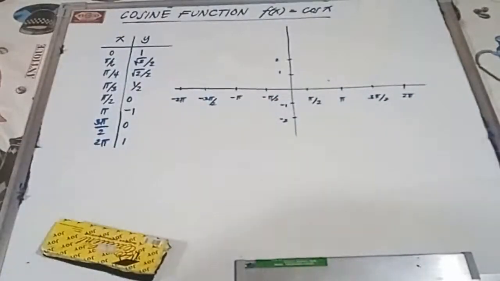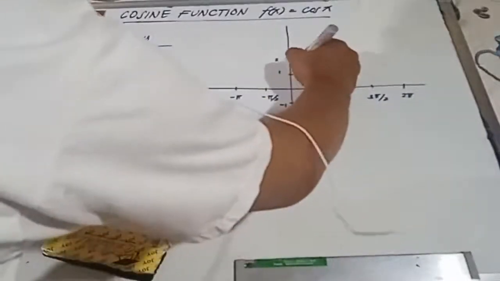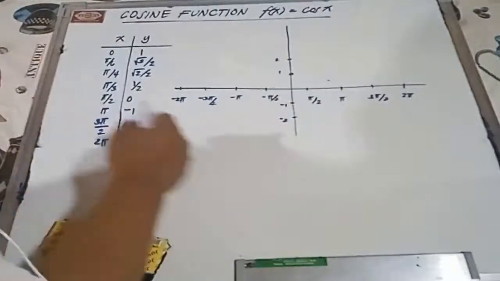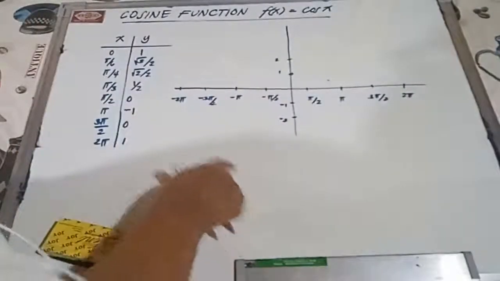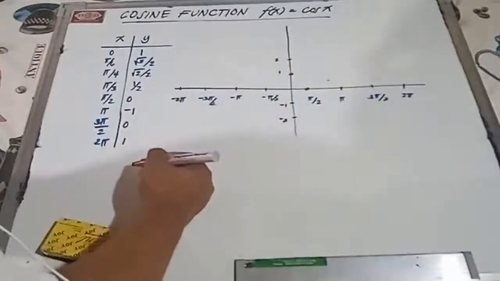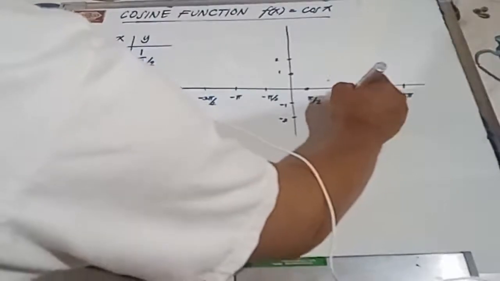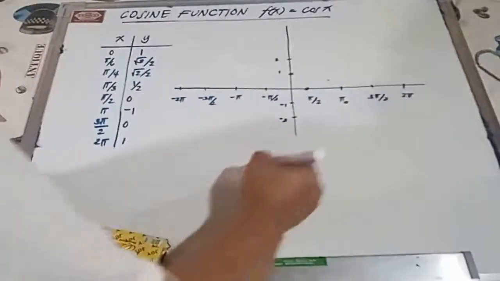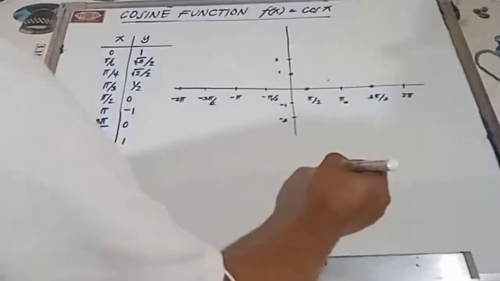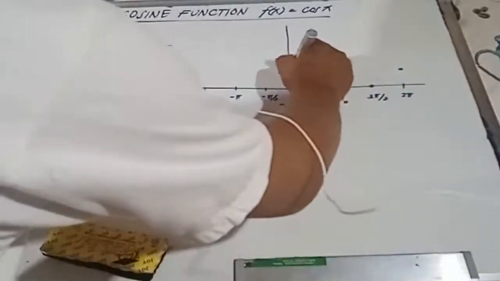Okay. So, 0, 1. So, dito. And ito na lang, pi over 2, 0. So, pi is negative 1. So, dito. Then, 3 pi over 2 is 0. And then, 2 pi is 1. So, pag ganito siya.